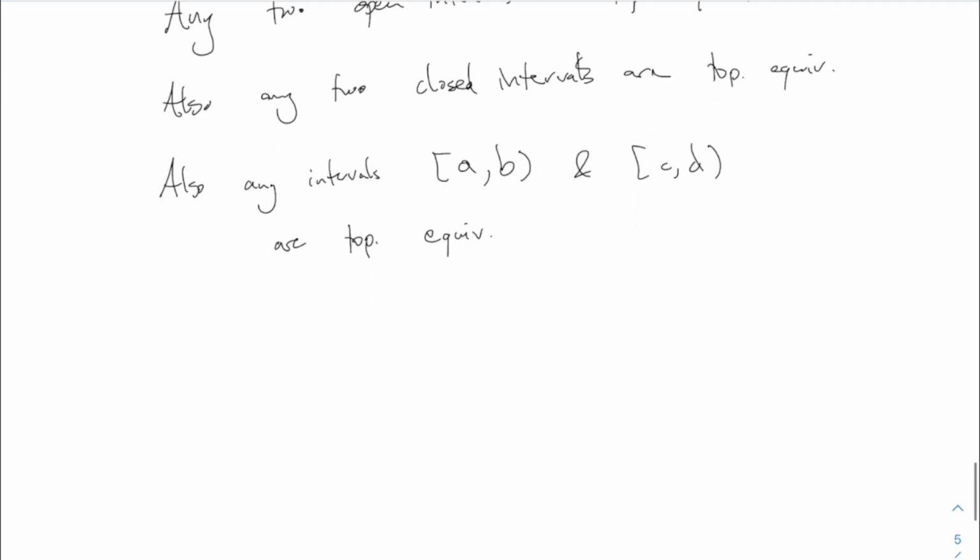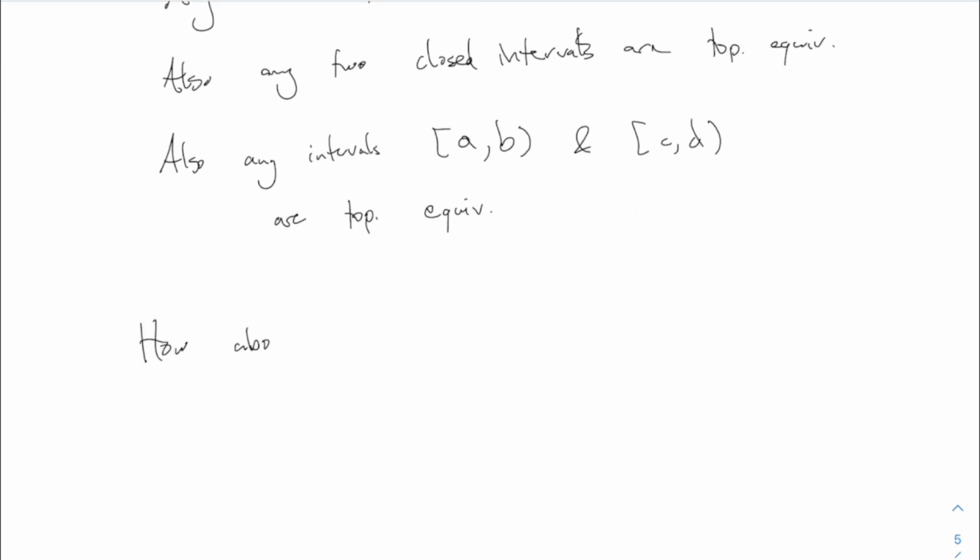What about something like this versus this, an interval which includes its upper endpoint? Could those be equivalent to one another, or are they different? In R with the standard topology, is a lower endpoint interval equivalent to an upper endpoint interval? Just as a specific case, this versus the other way, right?